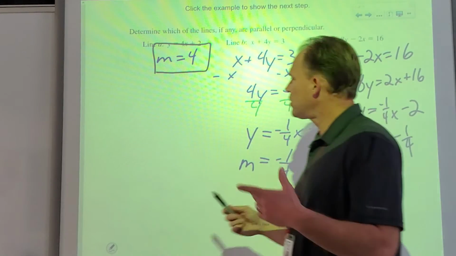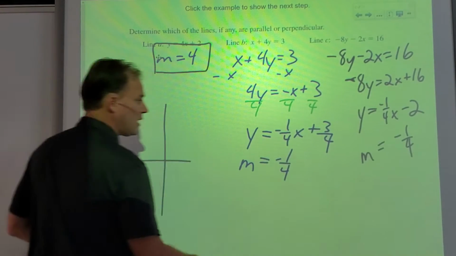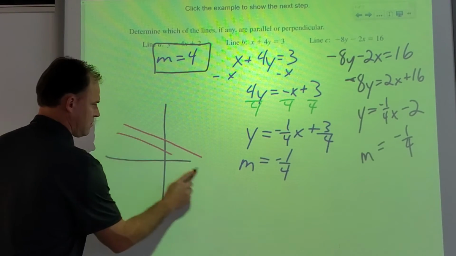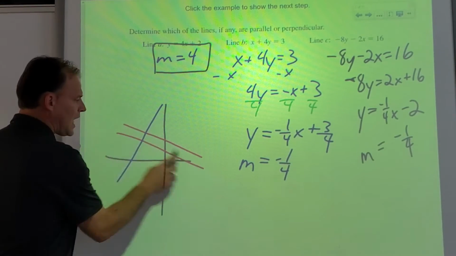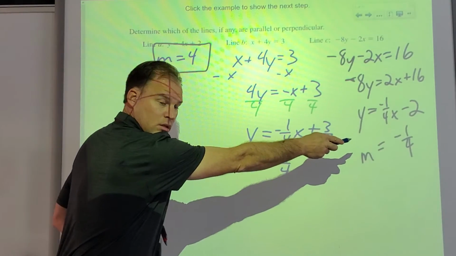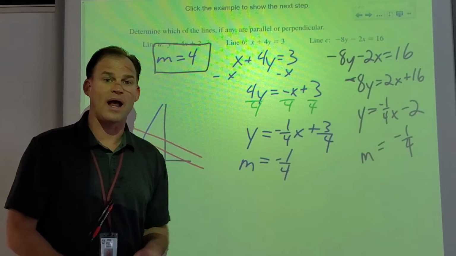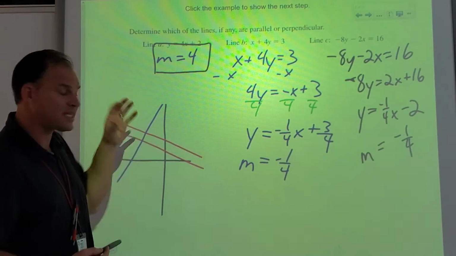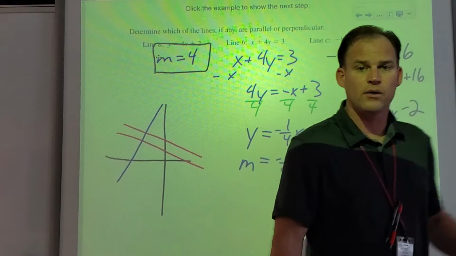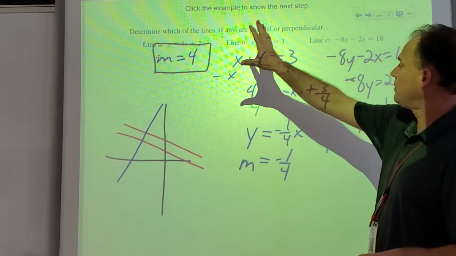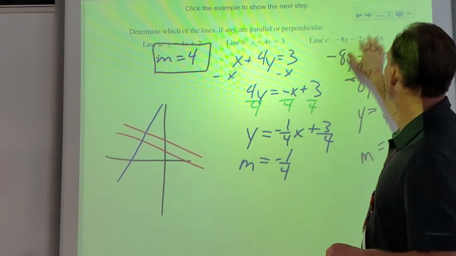What's going on here, just to give you a rough sketch, it would be something like two lines are parallel, and this is perpendicular to both of them. Now this is not the exact graph, obviously, I just sketched it, but that gives you a visual of what's going on here. And the way you can figure that out is by finding the slopes. Get them in y = form and look at the slopes, determine parallel or perpendicular.